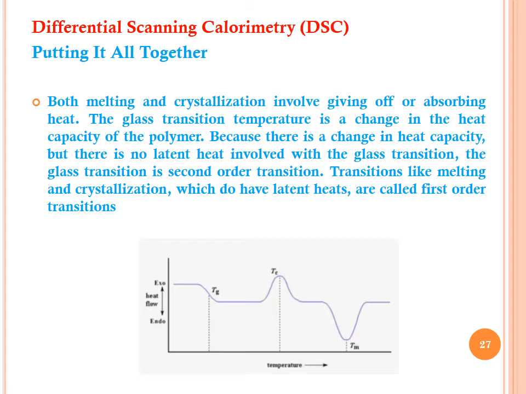So in this curve, again temperature is along the x-axis, heat flow is along the y-axis: Tg, Tc and Tm. Tm is the melting point, Tc is the crystallization temperature. So Tg and Tm are endothermic, while Tc is the exothermic process. It can easily be seen from maxima and minima. Maxima is Tc, while the minima are Tm and Tg, the Tg being at the glass transition.